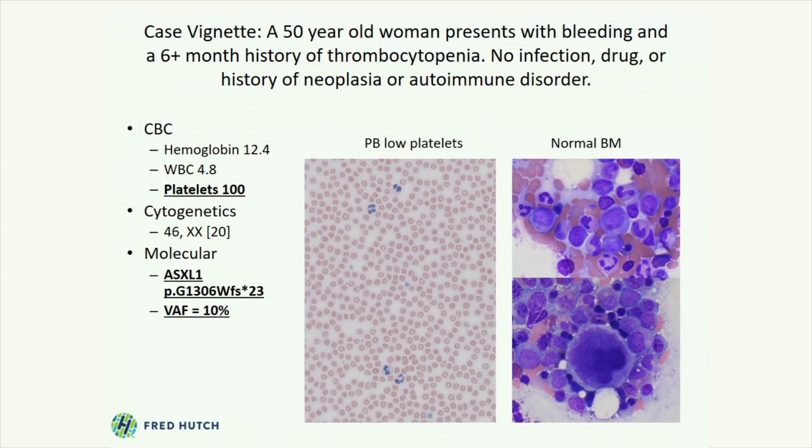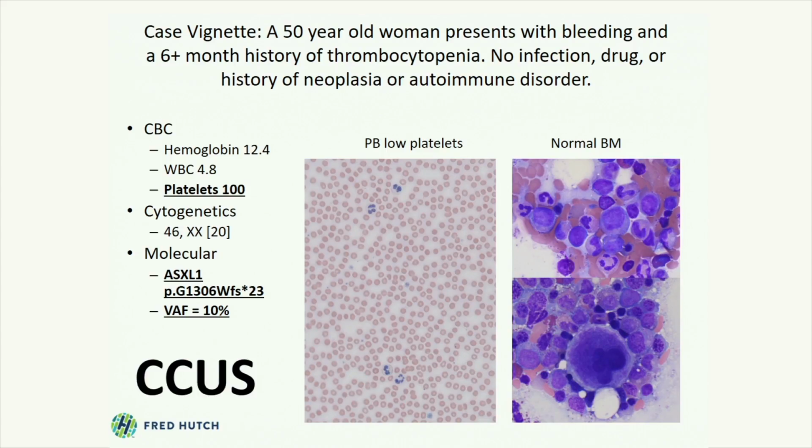Here's a case vignette. We now see a 50-year-old woman presents with bleeding, 6-month history of thrombocytopenia, no infection, drug, or history of neoplasia or autoimmune disorder. You have the peripheral blood here. Hemoglobin's okay, white count's okay, platelets is low, and it's been 6 months. Cytogenetics is normal, but molecular does find a clonal abnormality with a fairly low variant allele frequency. You do a marrow, and it's normal. All right, what's the answer?